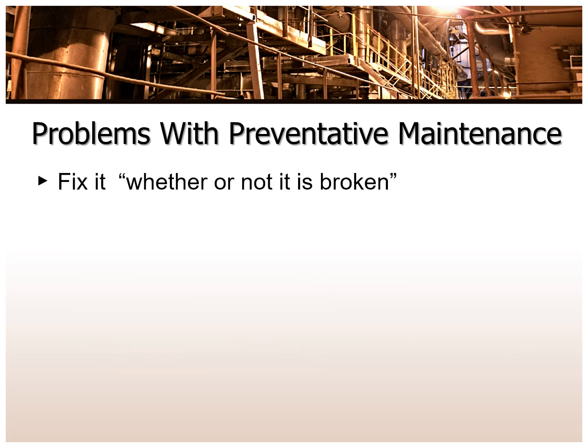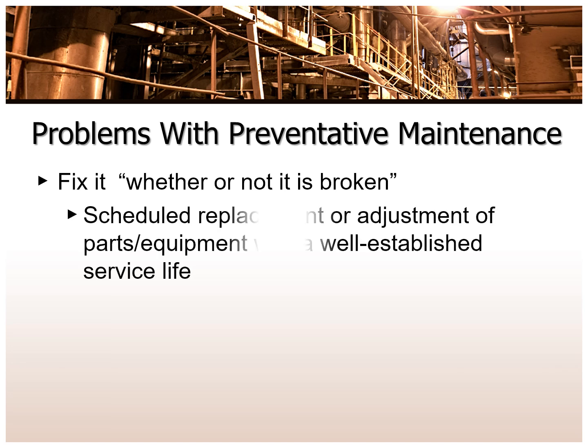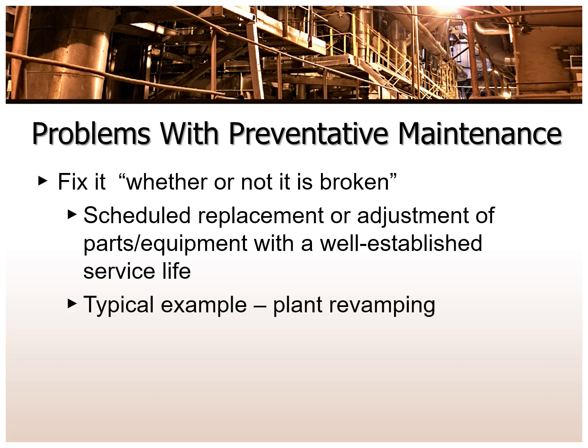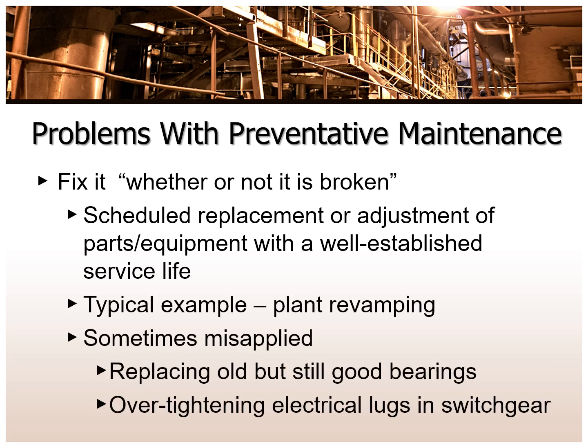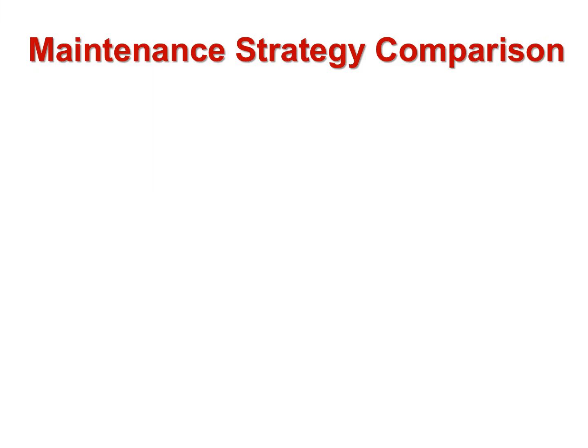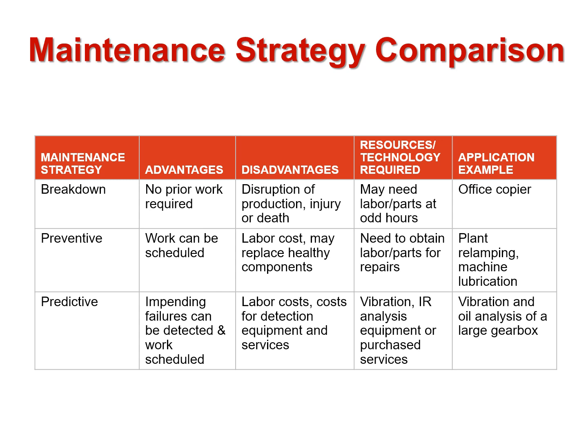Problems with preventative maintenance. Fix it whether or not it's broken. Scheduled replacement or adjustment of parts equipment with a well-established service life. Typical example would be a plant revamping. Sometimes misapplied, replacing old but still good bearings or over-tightening electrical lugs and switchgear. Things that don't need to be done. So your maintenance strategy comparison is as follows. And I recommend you take a moment, read through it. I'll pause it for you. And if you need to, you may pause also.